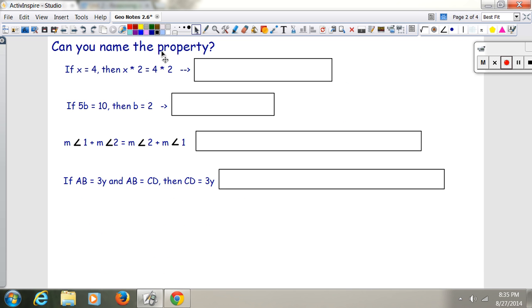Moving on to, can you name the property? All right, you try. So pause the video, see if you can fill in the blanks, and then I'll show you what they are, and see if you got them right. So do that now.